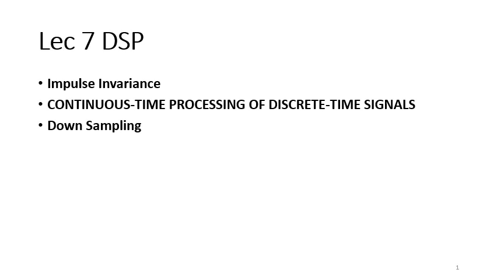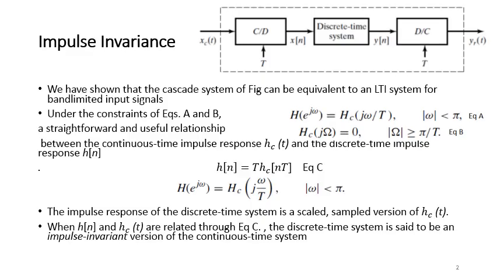In this lecture we are going to talk about the impulse invariance, continuous time processing of discrete time signals, and downsampling. In the previous lecture we talked about the processing of continuous time signals using a discrete time system, as shown in this figure.